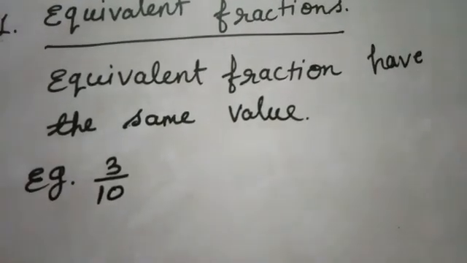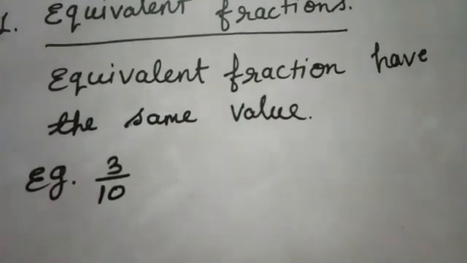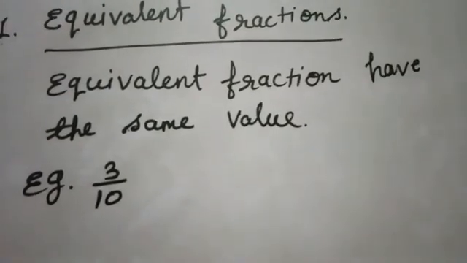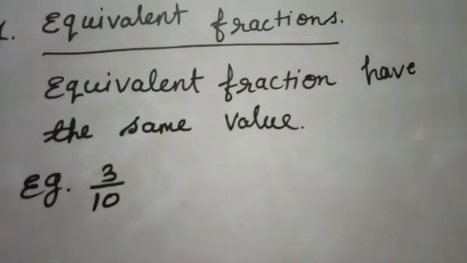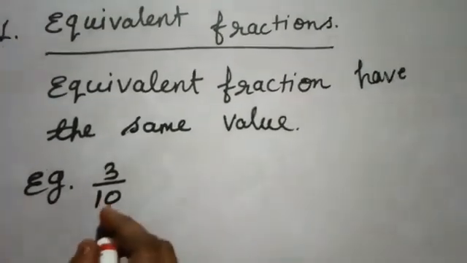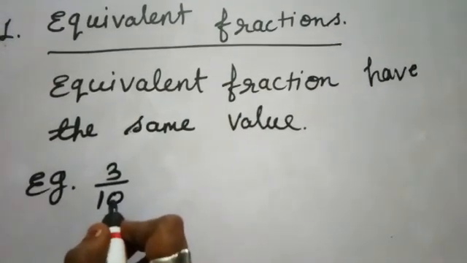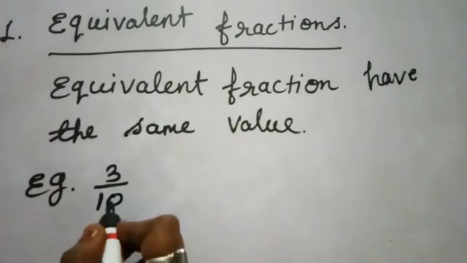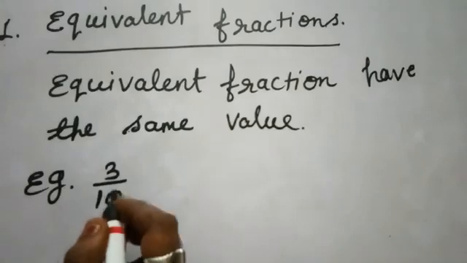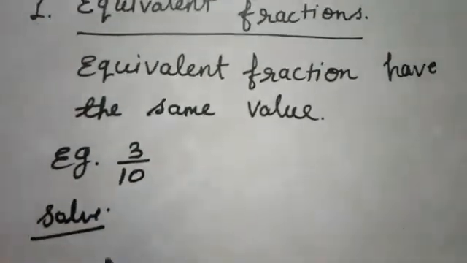It means if two or more fractions are given, they are called equivalent fractions if they have the same values. Let us see how we can find the equivalent fraction of any fraction. See, one example is given, 3 upon 10, and our question is to find 4 equivalent fractions of 3 by 10. So see how we can find 4 equivalent fractions.